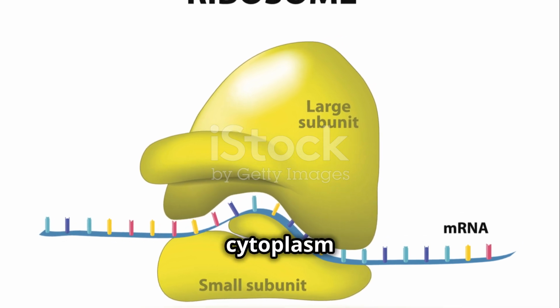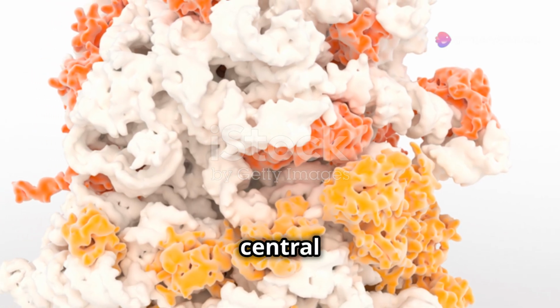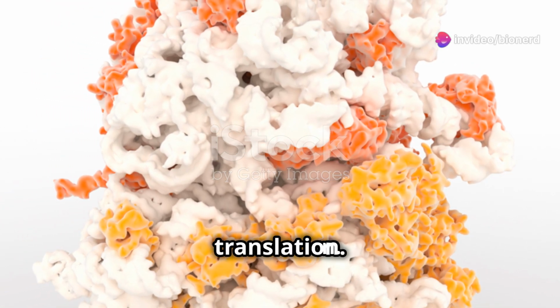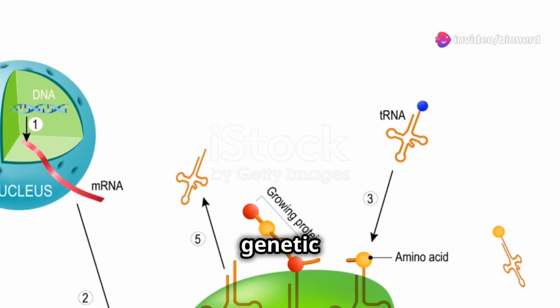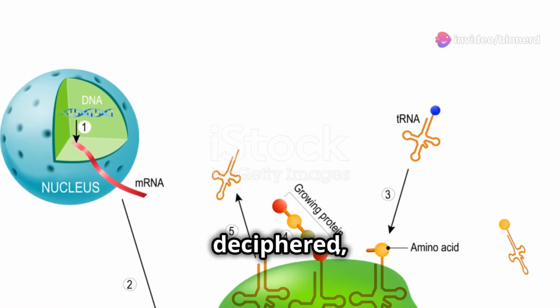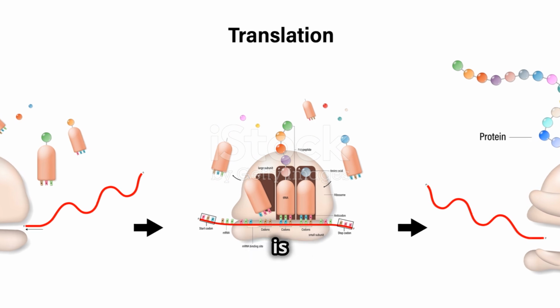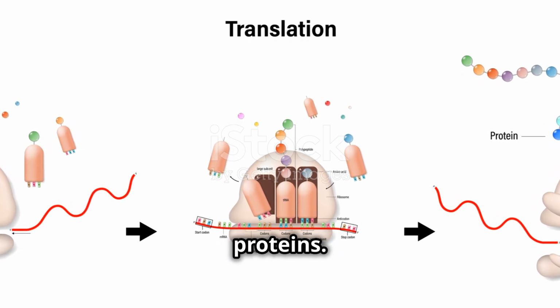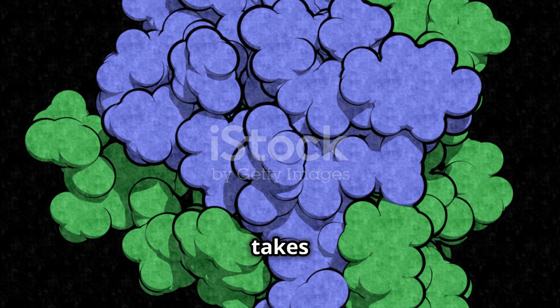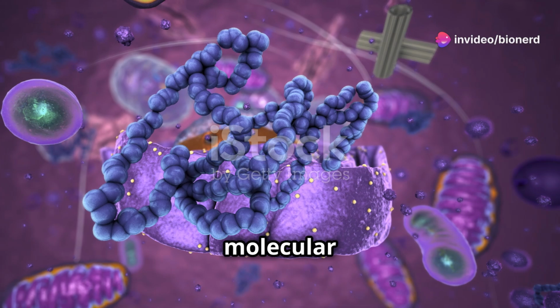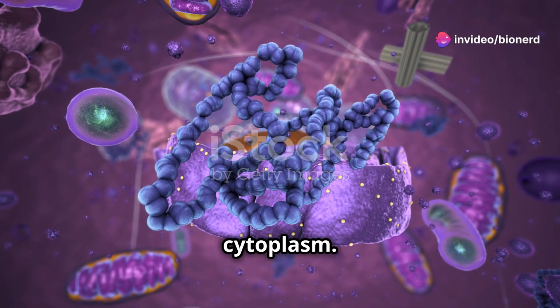In the bustling cytoplasm of the cell, the final act of the central dogma unfolds: translation. Here, the genetic message carried by mRNA is deciphered and the language of nucleic acids is translated into the language of proteins. This intricate process takes place on ribosomes, complex molecular machines found in the cytoplasm.